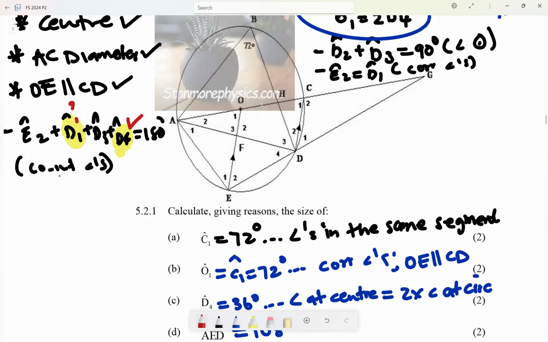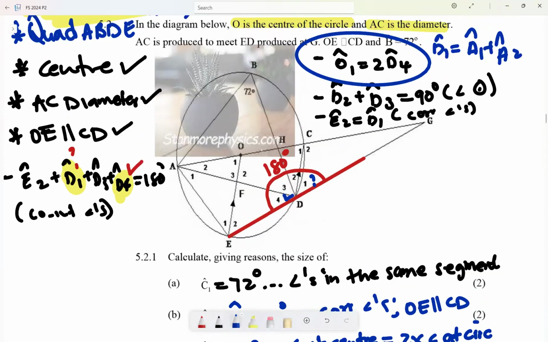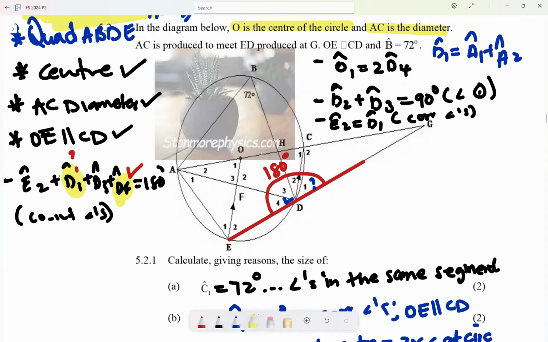But I forgot to name something. If this is a straight line, these angles here are equal to what? 180 degrees. That is a straight line, right? Yes. So if I'm looking for D1, D4 I have. I need D2 and D3. But can you see here? D2 and D3, 90 degrees. Can you see that? D2 and D3 are equal to 90 degrees.